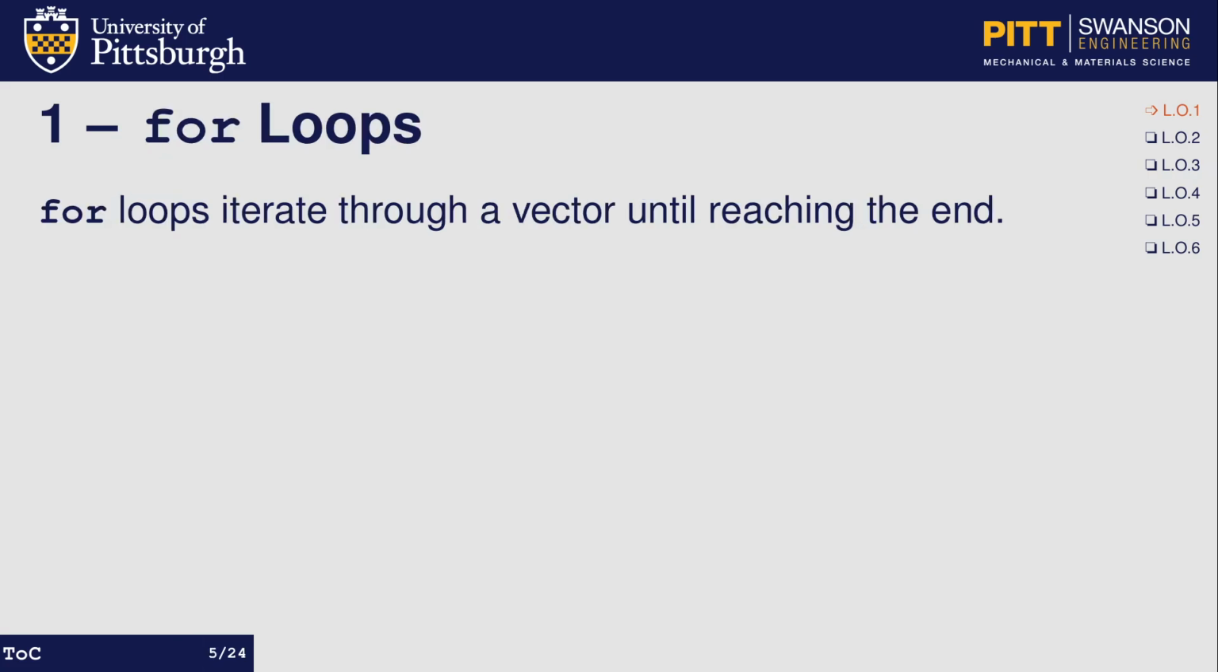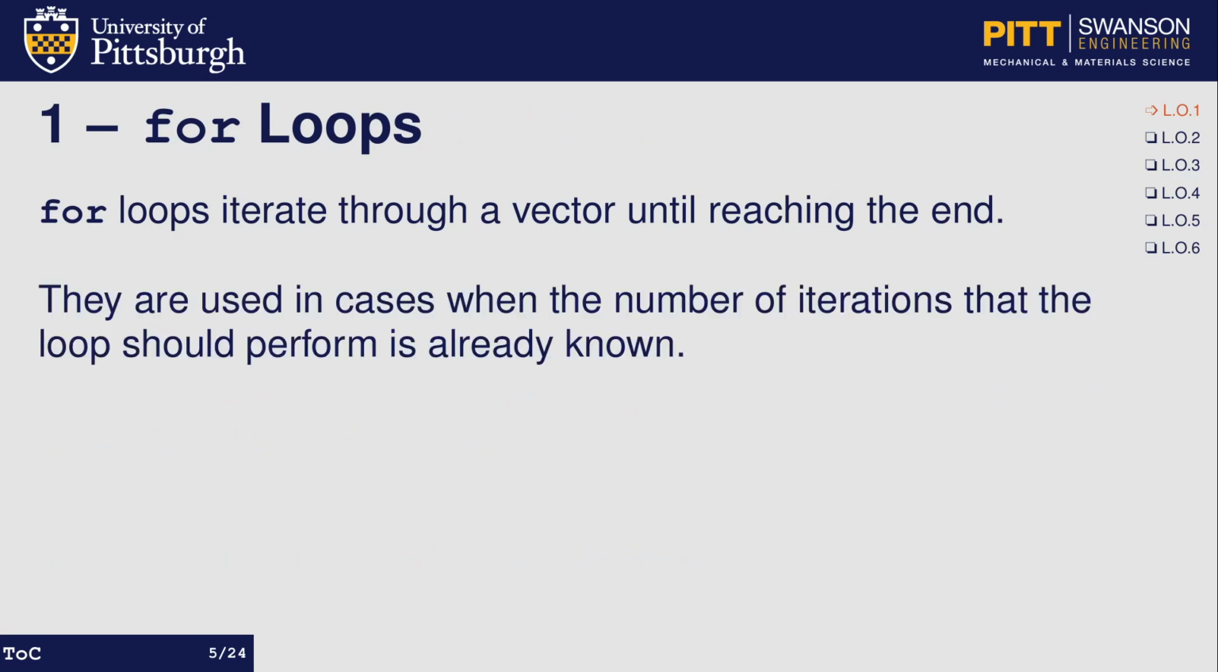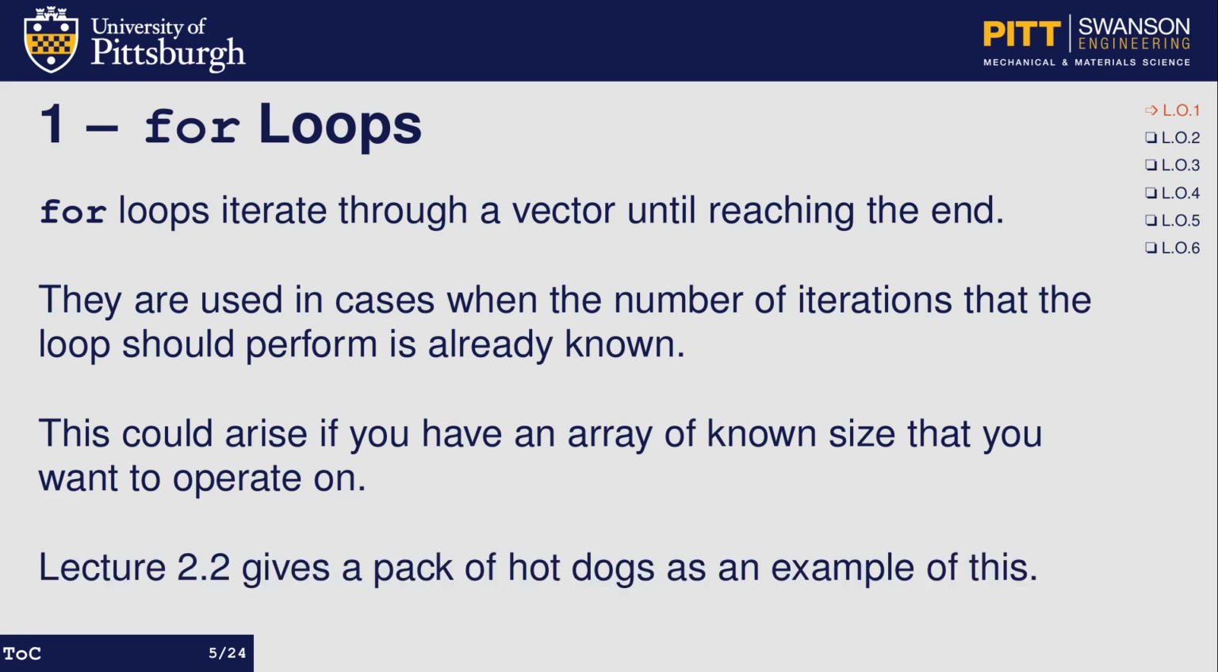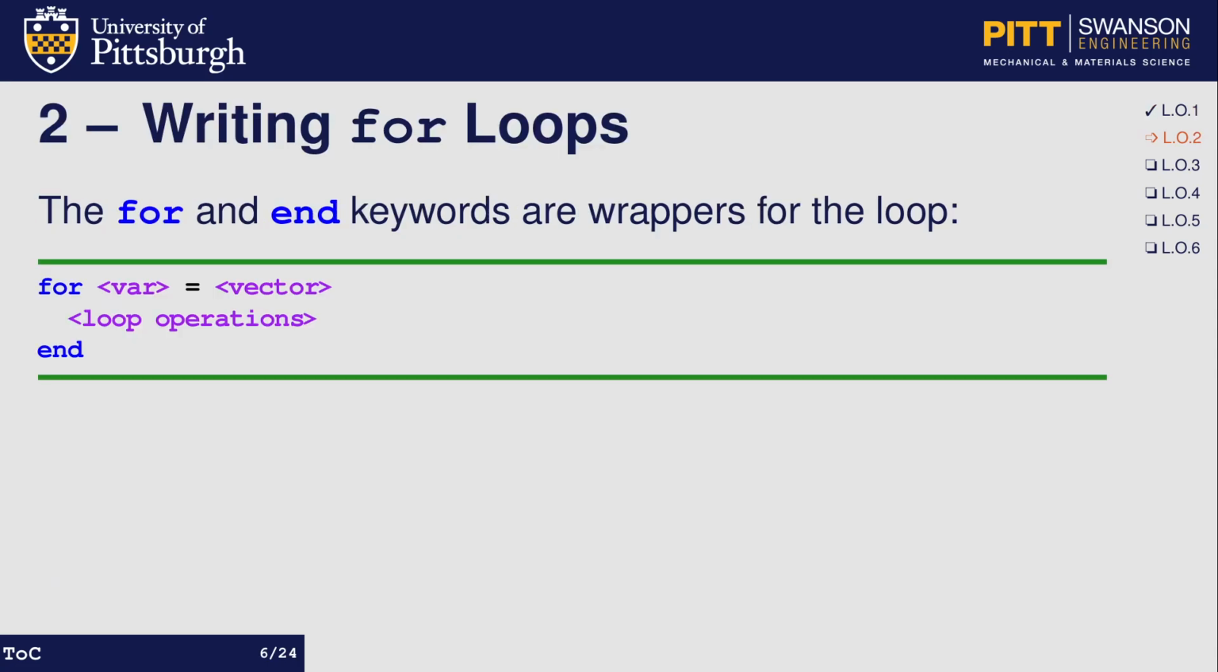For loops iterate through a vector until reaching the end. They're a great way when you already know the total number of iterations for the loop to perform. For example, if you have an array whose size you already know and you want to perform some operation on it. We used a pack of hot dogs to illustrate this back in Lecture 2.2.